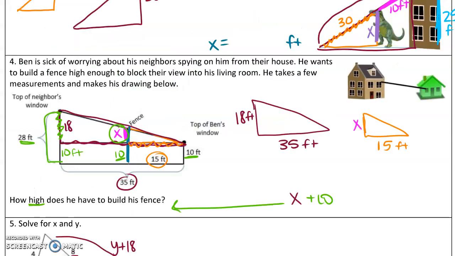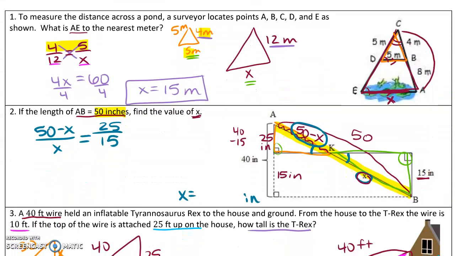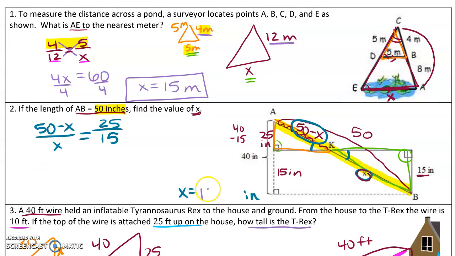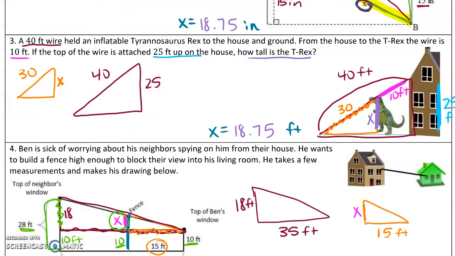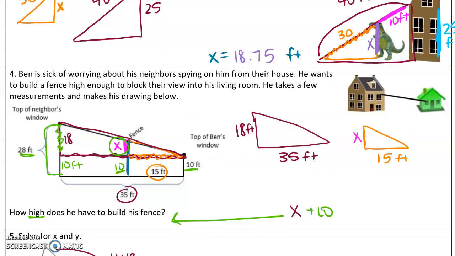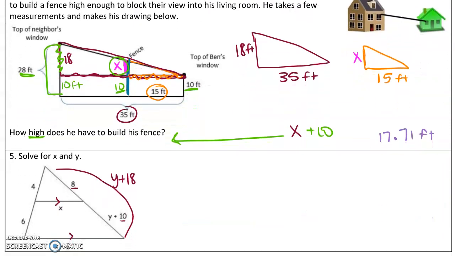To double check your answers for the second one, you should have 18.75 inches. For the third one, you should have the same thing. That won't always be the case. For the fourth one, you should have 17.71 feet. Make sure you can do that math, get that answer. And then last but not least, for x, for this one, you should get 6, and y, you should get 2. So go ahead, try these out, see if you can get them yourself.